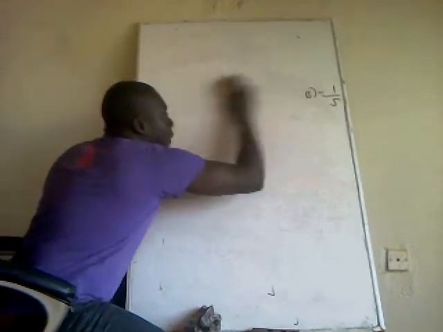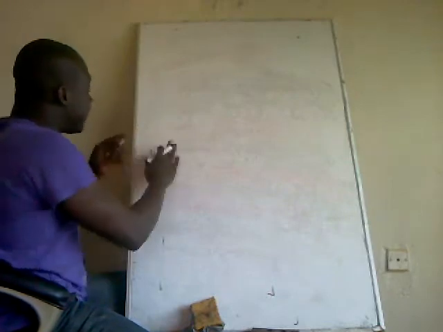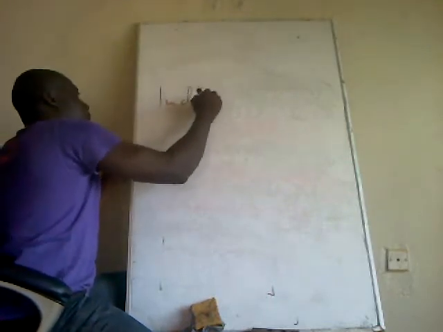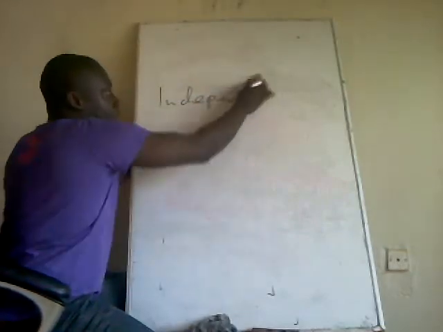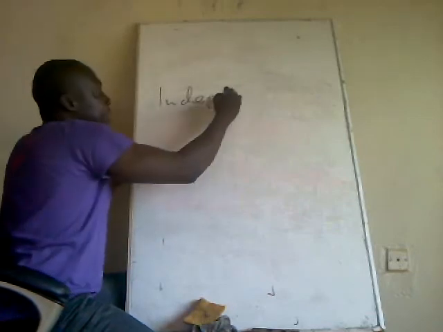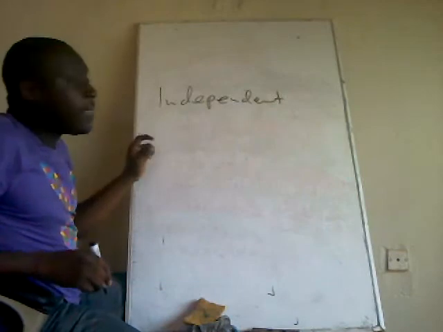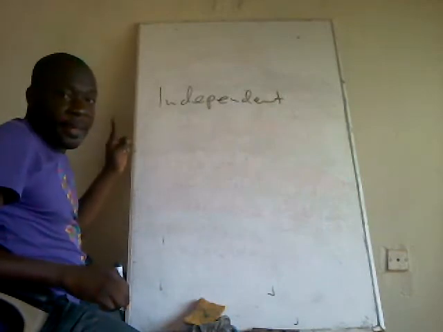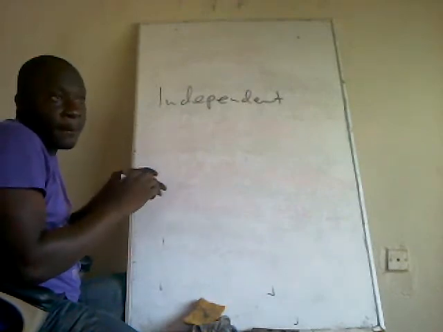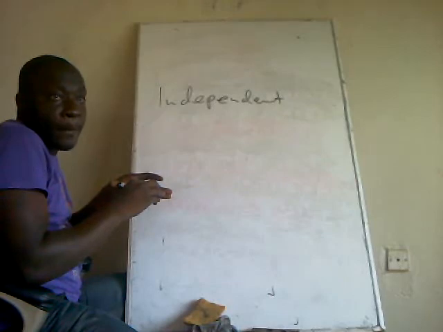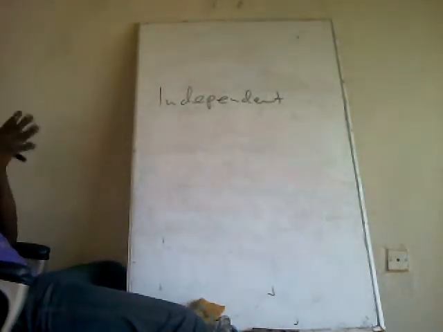Now let's learn another one, another step. When are two events said to be independent? Two events are said to be independent if the occurrence of one does not affect the occurrence of the other.